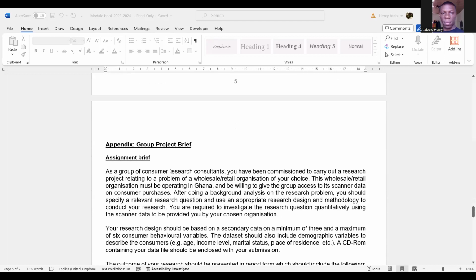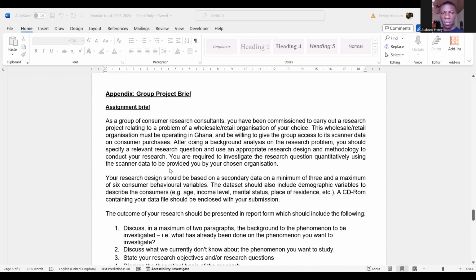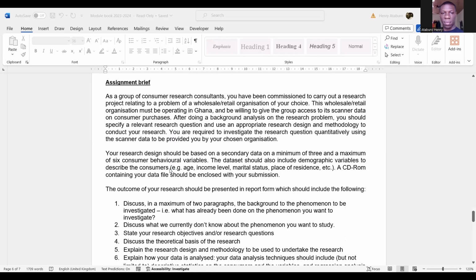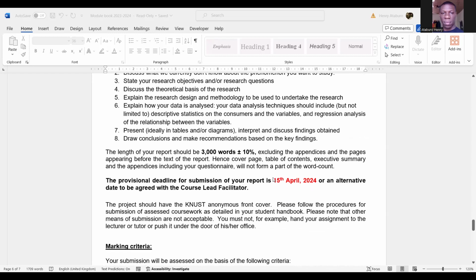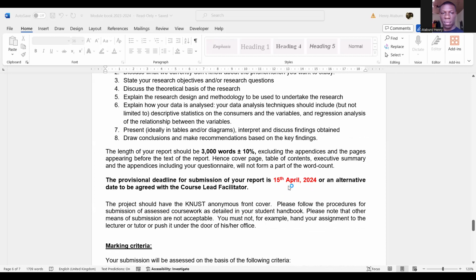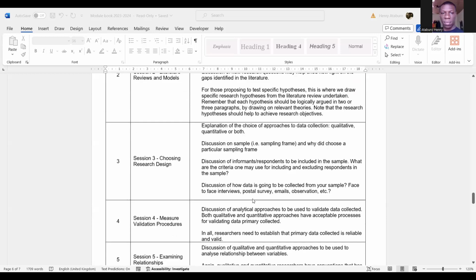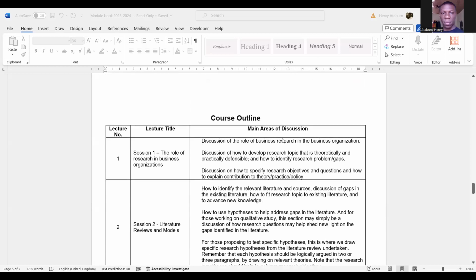Your report, your group assignment, is also detailed in this document, which we will share with you. So when you get it, go through it and know what is required of you in the assignment. The deadline is printed in red, so you cannot miss it. Do your best to meet these deadlines, and stick within the word count requirement. Just 3,000 words plus or minus 10%. So you can do the calculation and stick to that. So that is it for the course outline and introduction.